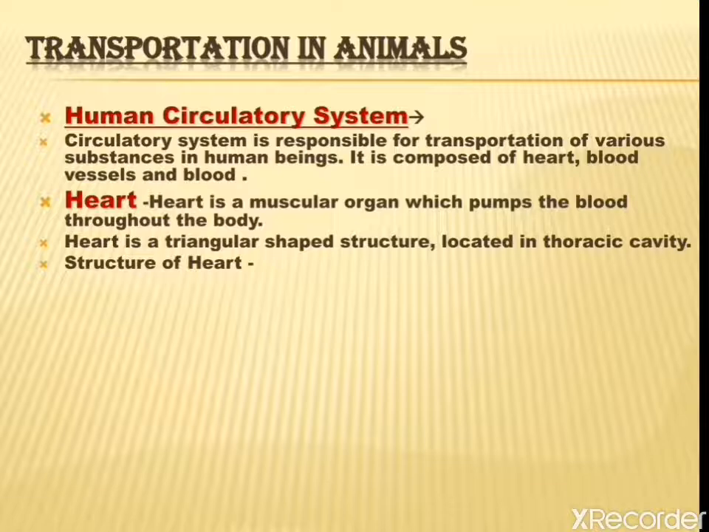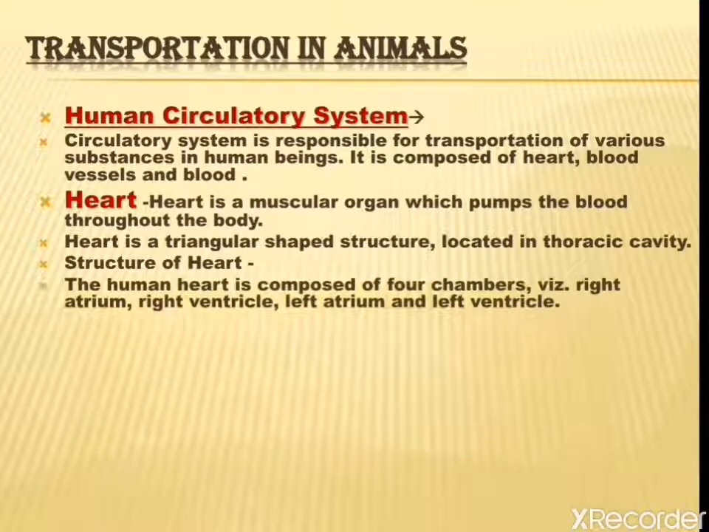Structure of heart. The human heart is composed of 4 chambers. Human beings are mammals. We have a 4-chambered heart. The upper 2 chambers are called the atrium and the lower chambers are called ventricles. In this way we have right atrium and left atrium. Similarly, right ventricle and left ventricle.